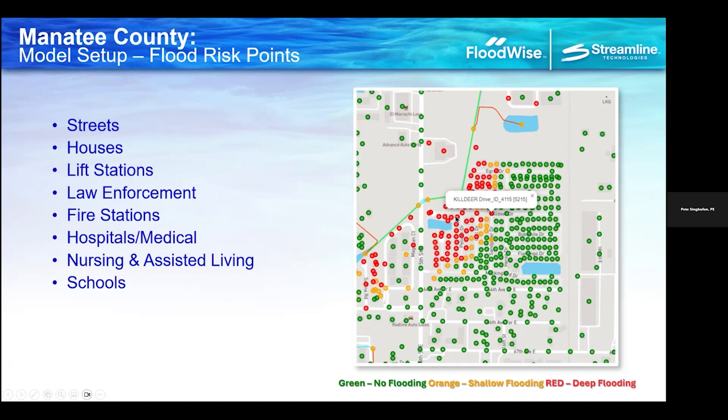Red, you might think of that as deep flooding. You probably couldn't drive a passenger car through that. If it's on a house, that means it's probably in the house. The orange points are shallow street flooding or yard flooding. And then green is no flooding. And so I like to say green is good, red is bad. Kind of an easy way to look at it on the dashboard system.